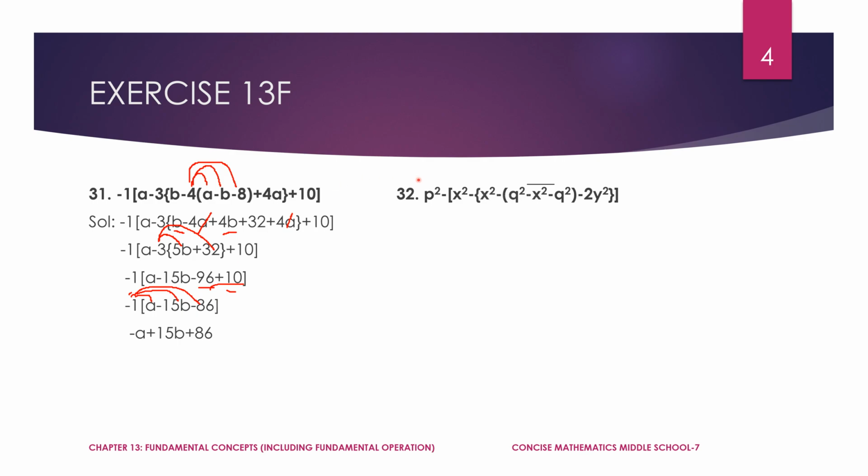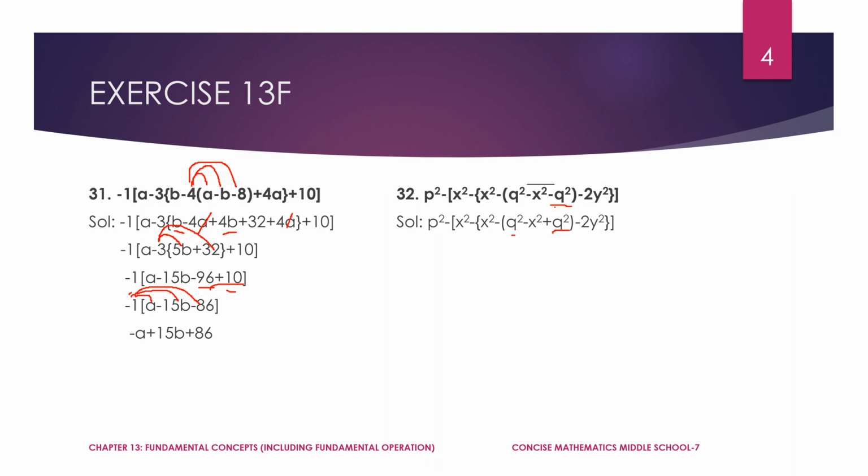Here is the 32nd question. Even here, see there is a bar on the top. That means we have to change the sign of this minus q. Change the sign of this minus q. So it becomes plus q over here. See, it became plus q.